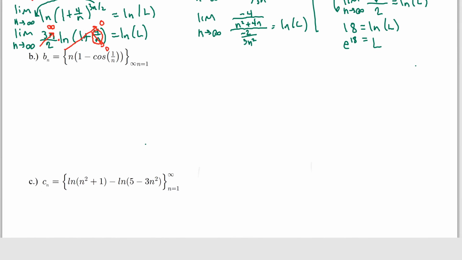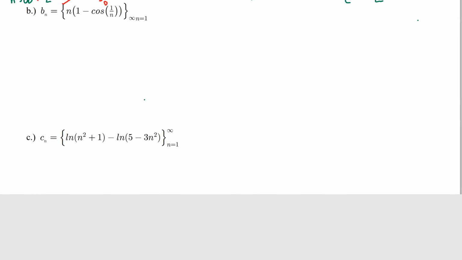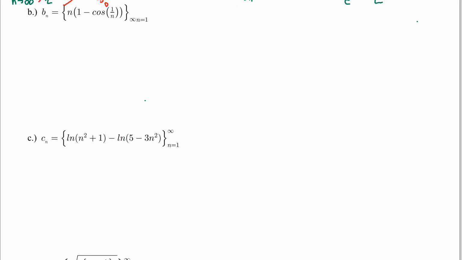Okay, that one was pretty involved. Let's try example B. The sequence in this case is b sub n equals n times 1 minus cosine of 1 over n. And we need to know, does the sequence converge? So we need to find the limit as n approaches infinity of the given sequence.